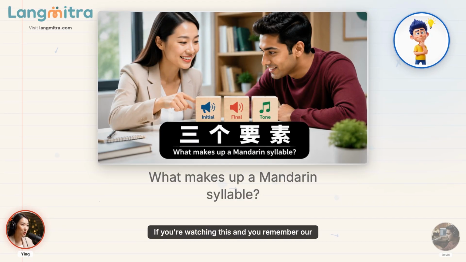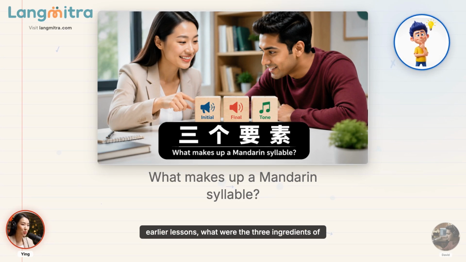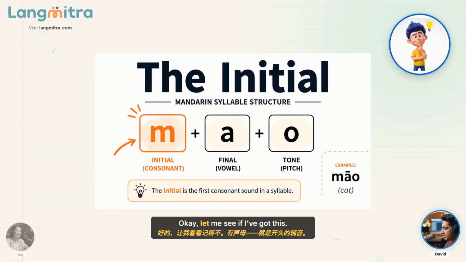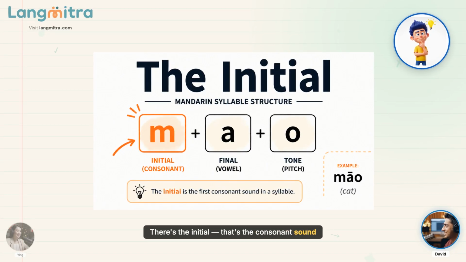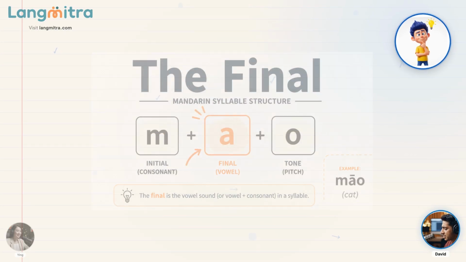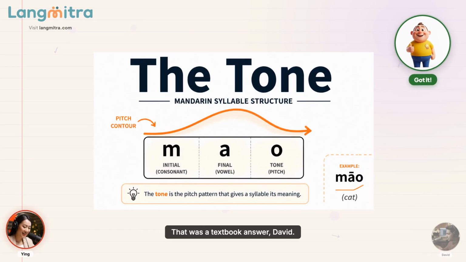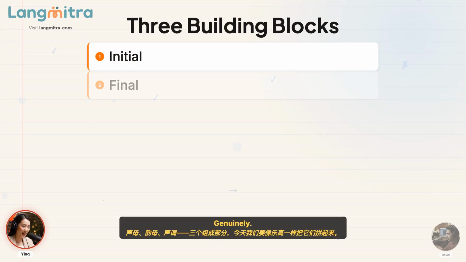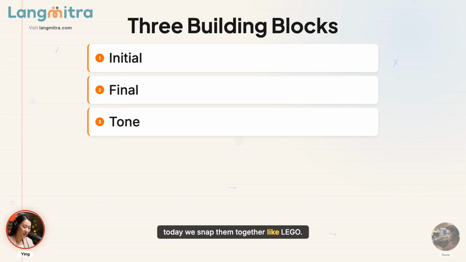If you're watching this and you remember our earlier lessons, what were the 3 ingredients of a Mandarin syllable? Okay, let me see if I've got this. There's the initial, that's the consonant sound at the start. Then the final, the vowel part that follows. And then the tone, which is the pitch that rides on top of the whole thing. That was a textbook answer, David. Genuinely. Initial, final, tone. 3 building blocks. And today, we snap them together like Lego.